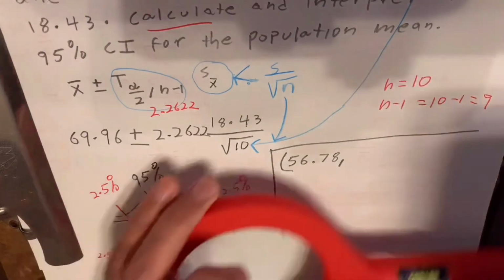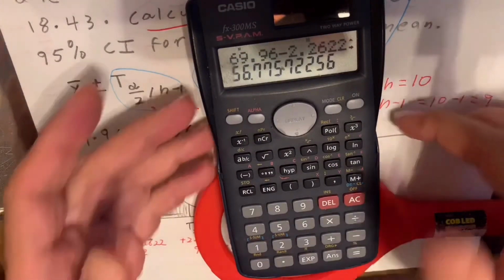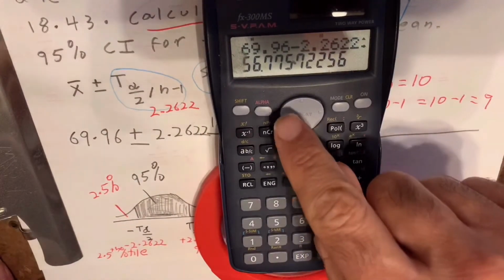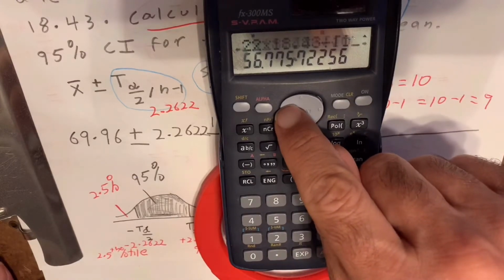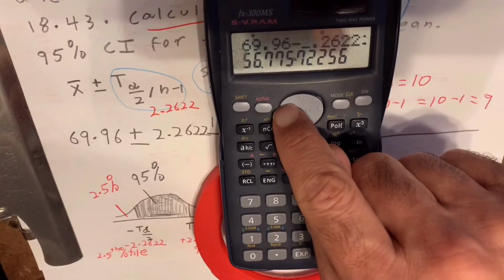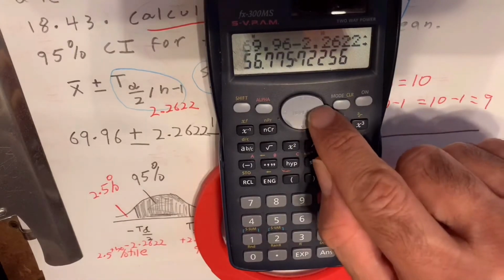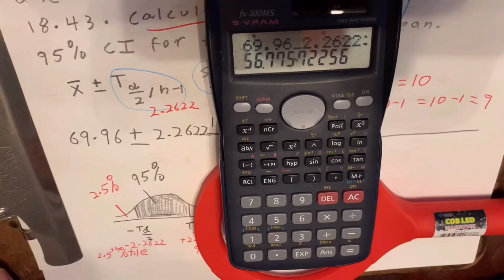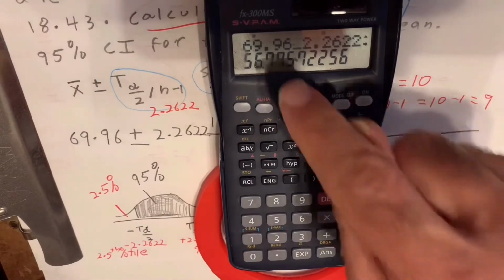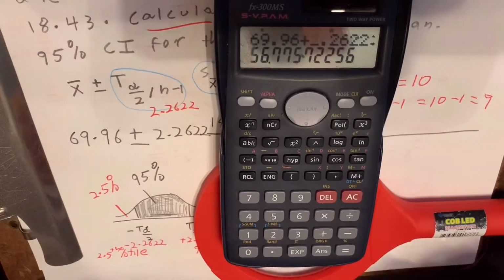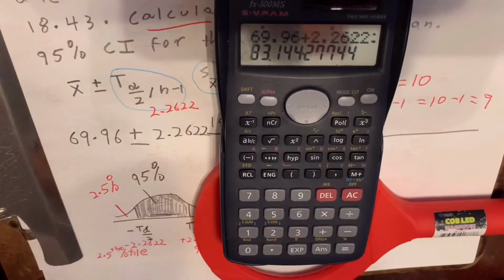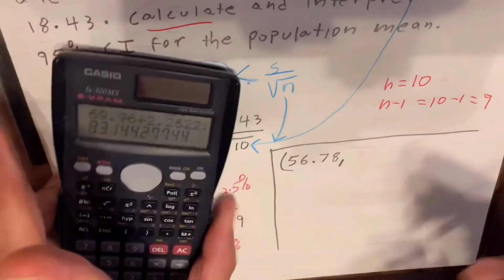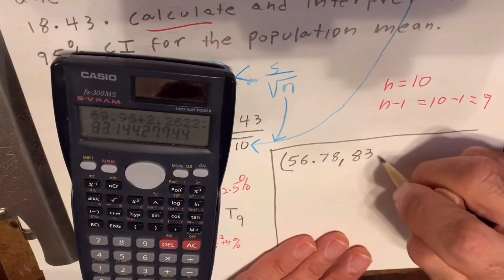That's the lower bound. Now let me show you how easy it is to get the upper bound. So what I do is I take this little button over here, because I don't want to type this whole thing back in. I mean, basically, I don't like doing any extra work. So all I'm going to do is I'm going to change this minus now into a plus. And this nice little calculator will just overwrite it if I just hit the plus button. And now I hit the equals button, and everything else is the same, and I get 83.14. So let me put this out. 83.14.